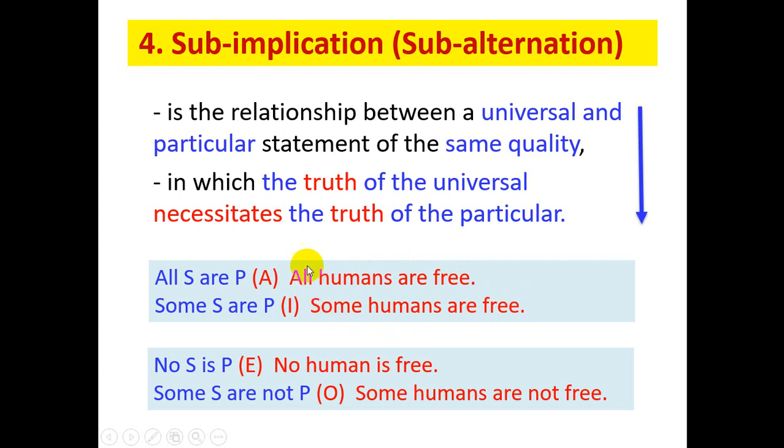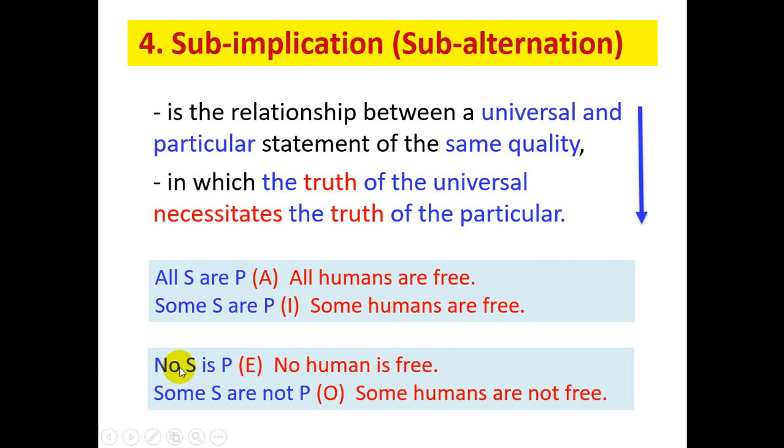Take care here. So there's a relationship between universal and particular, and both are of the same quality because this is affirmation and that is affirmation. Then if we state that all humans are free, then some humans are free. The truth of the universal necessitates the truth of the particular one. The opposite is true too.